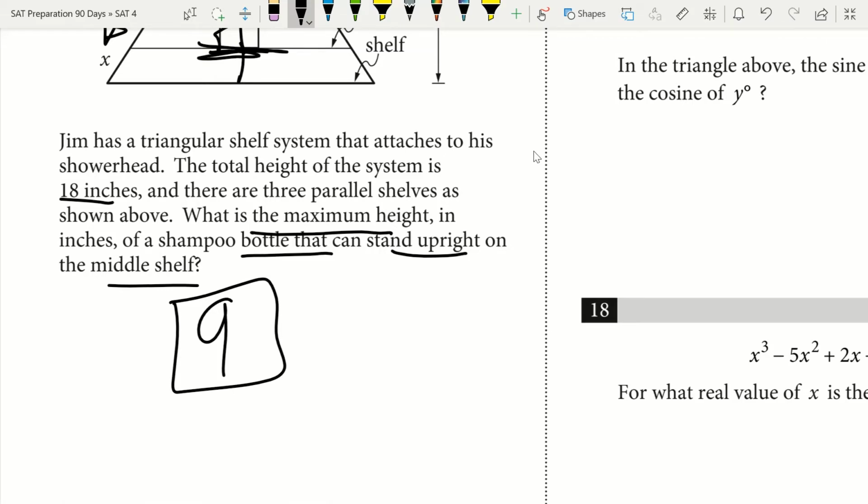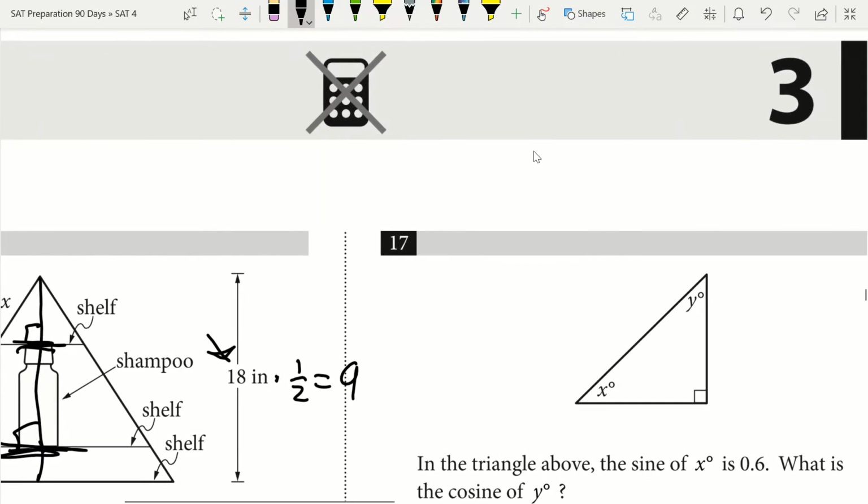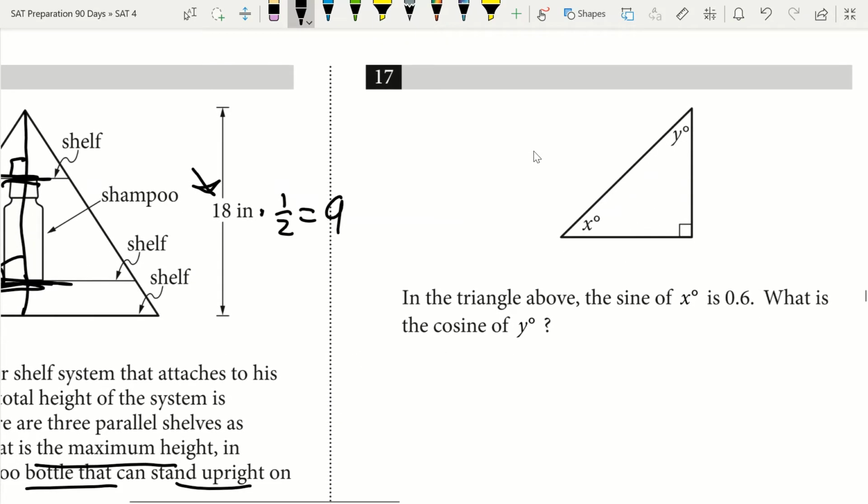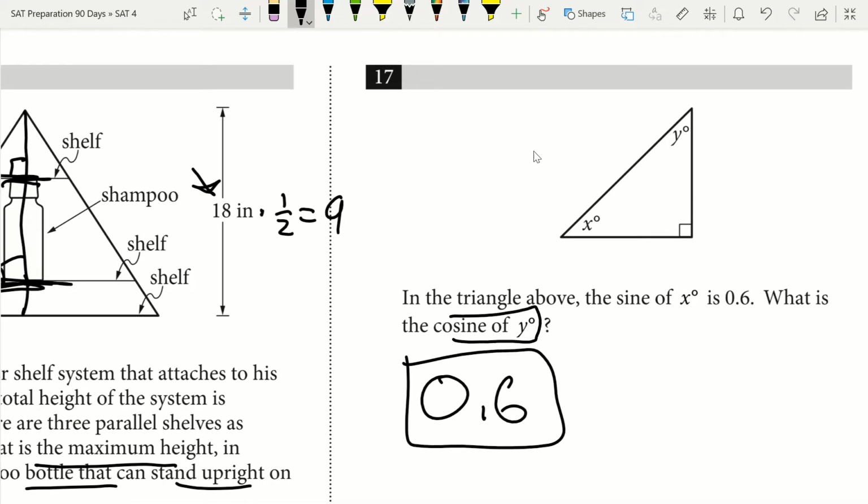Now we got question 17. A triangle above, it's got the sine of x is 0.6. What's the cosine of y? That's also 0.6. Okay, we know that because we know that the cosine of y is the complementary angle to angle x. Okay, so the sine of whatever x is then is going to have to be the cosine of y. So that's also 0.6.